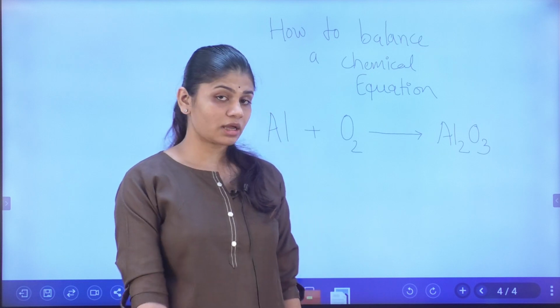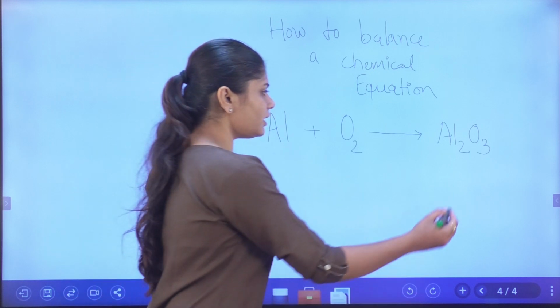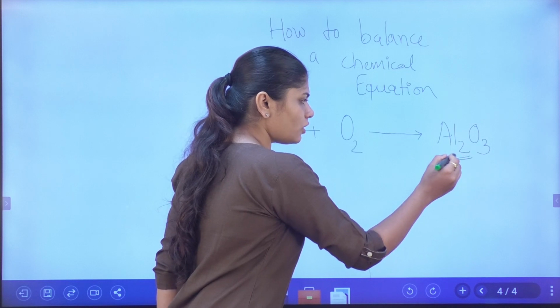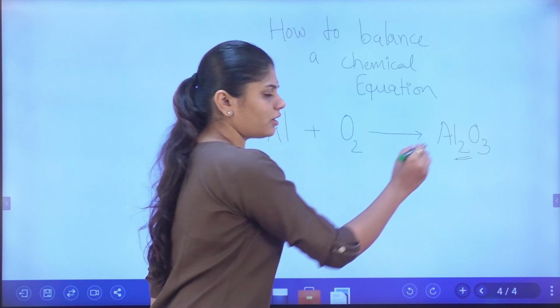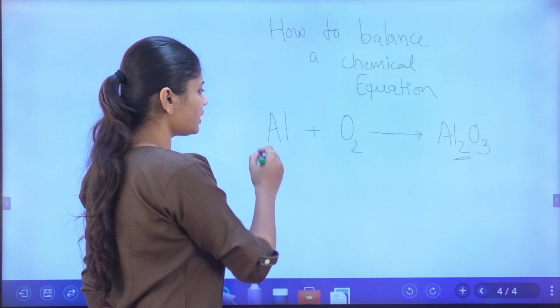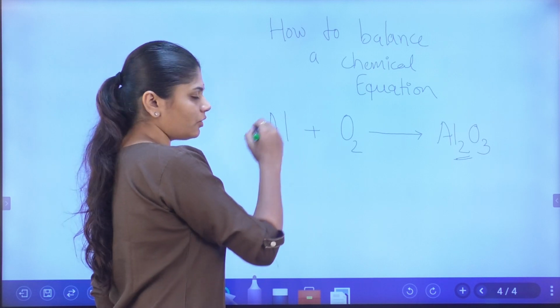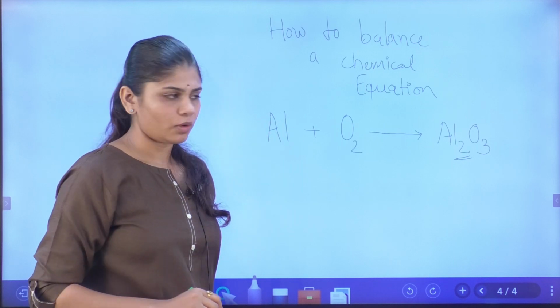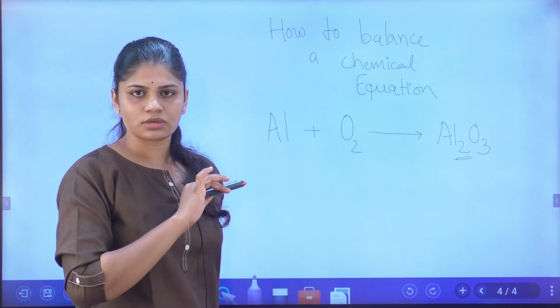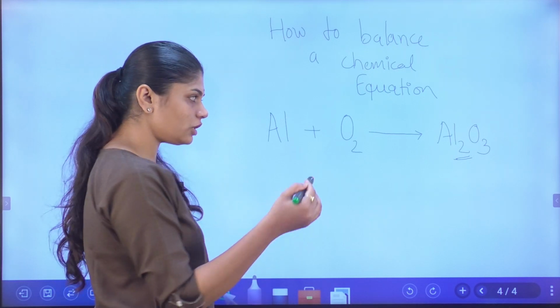How can I say this is the unbalanced equation? Because see here, two atoms of aluminium are present, and here only a single atom of aluminium is there. So this reaction is not balanced. We need to balance it.